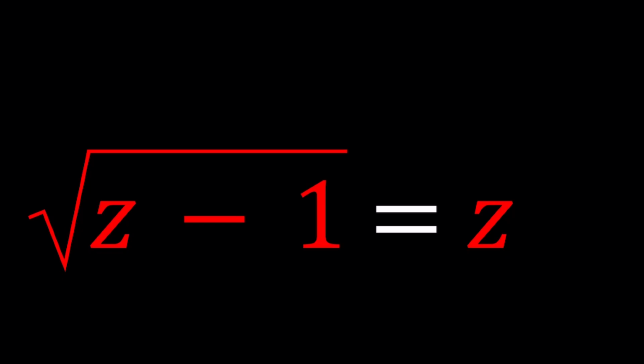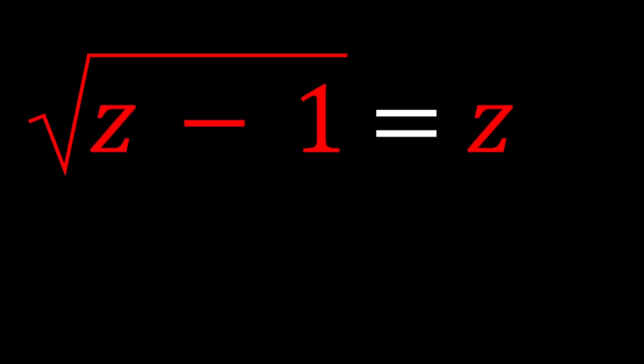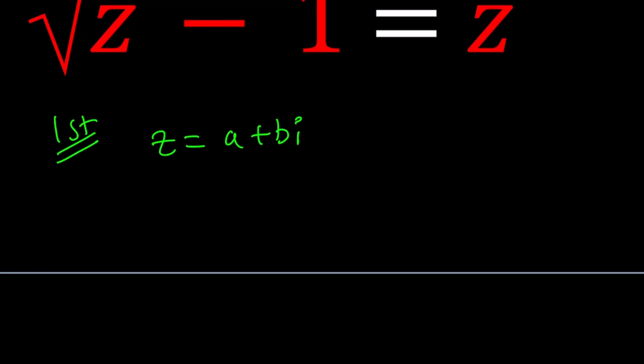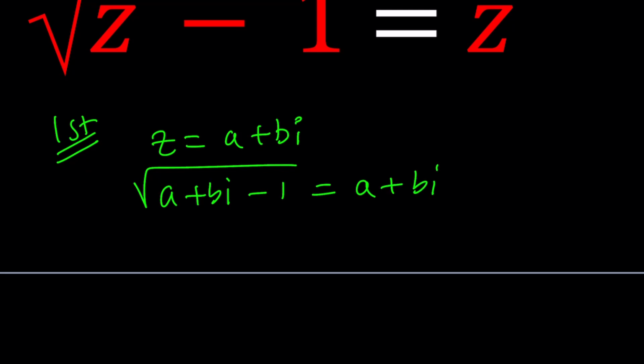All right. So when you have a complex equation like this one, or any other equation with complex numbers, a lot of times we replace z with a plus bi. So let's go ahead and start with that. I guess we could call that the first method. Suppose z is equal to a plus bi, and a plus bi is actually significant because, you know why? It's the name of this channel, that's why. So if you replace z with that, you're going to get a plus bi minus 1 equals a plus bi. We're going to proceed with that, but before that, I want to show you something.